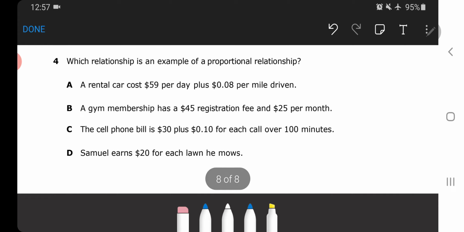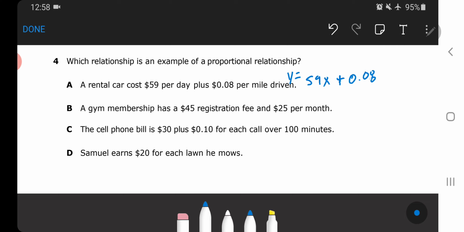Okay, last question. Which relationship is an example of a proportional relationship? We want proportional. So let's see. A rental car costs $59 per day, so like our total cost, let's call it Y, is $59 per day plus 0.08, or 8 cents, per mile. So once again, you can see that our B is not equal to 0, so it is not proportional.